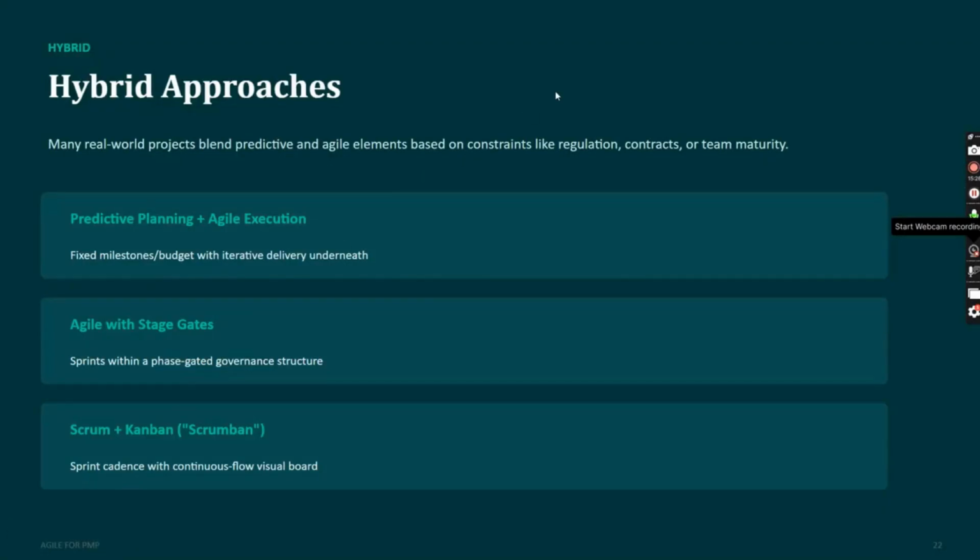Hybrid approaches are nothing but combining both predictive and agile execution. Many real-world projects blend predictive and agile elements based on constraints such as regulations, contracts, and team maturity. Predictive plus agile execution: fixed milestones and budget with iterative delivery underneath. Agile with stage gates: sprints within a phase-gated governance structure. Scrum plus Kanban is also called Scrumban: sprint cadence with continuous flow and a visual board.